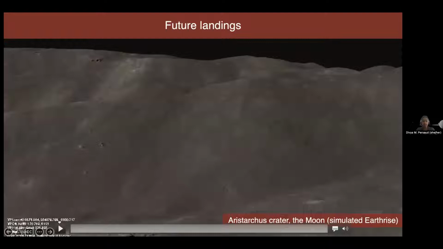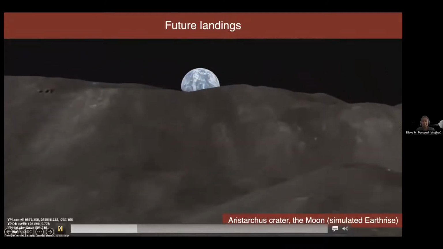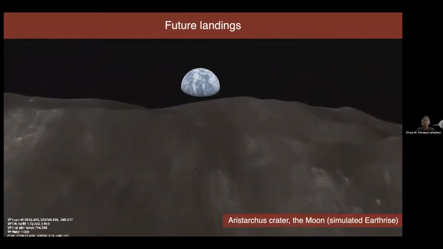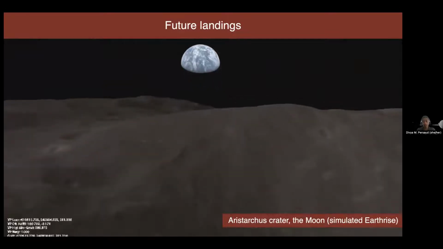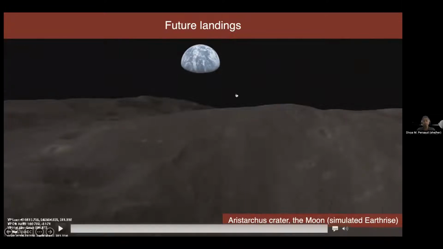So this is Aristarchus crater on the moon being visualized in 3D. And I stuck Earth back in there just because I think it's fantastic. And Aristarchus crater is considered a primary target for the Artemis program for humans landing, for the NASA Human Exploration Program. And this is really important, trying to figure out what is scientifically useful and also especially what is safe for human beings.